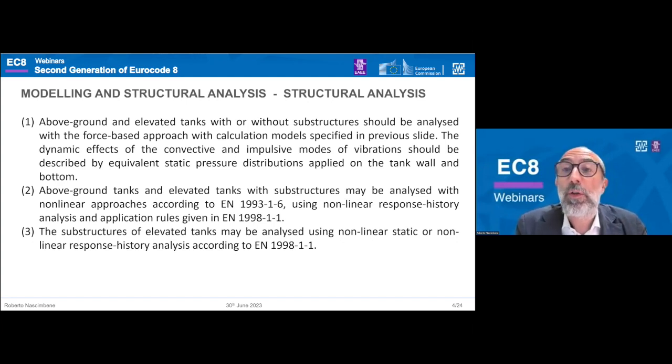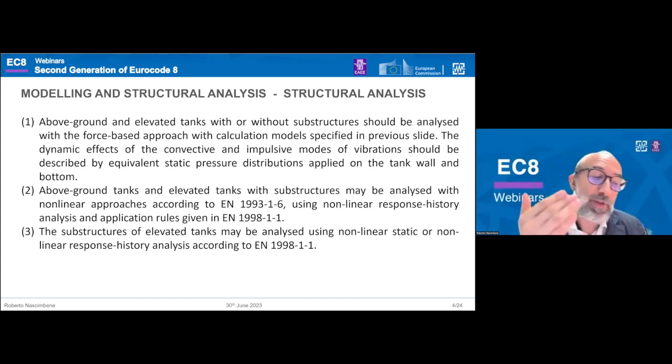We need to model the wall and the fluid, and a 0.5% damping ratio of water or other liquid, unless otherwise determined or specified, may be adopted for the sloshing modes of vibration if they are going to be used.